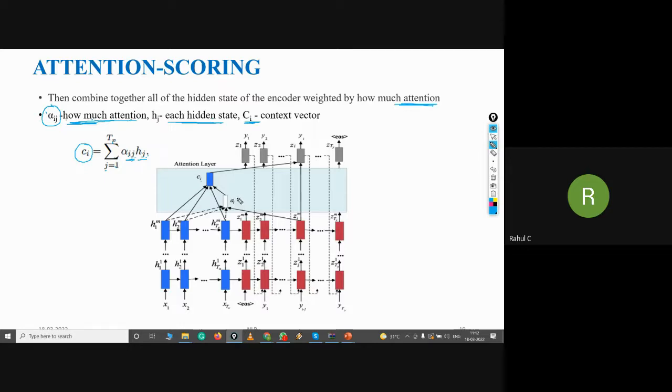Here alpha_i is constant, only one alpha_i, while in alpha_ij, j is varying. So it may take h1, it may take h2. All the information is coming and summing here, the summation sigma. From this context vector, at the attention layer, it is giving that attention to the target sentence, y1, y2, y3. The remaining mechanism is the same. So this is the attention mechanism, giving importance to some important words.